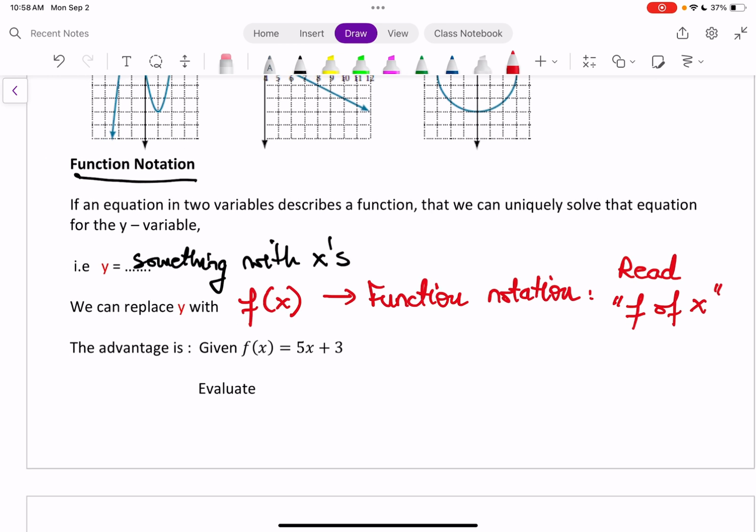So if you see function notation f of x equals 5x plus 3, that means the same thing as y equals 5x plus 3. So we simply replace the y with an f of x. We just simply say y is a function of x. And so we have this notation f of x.